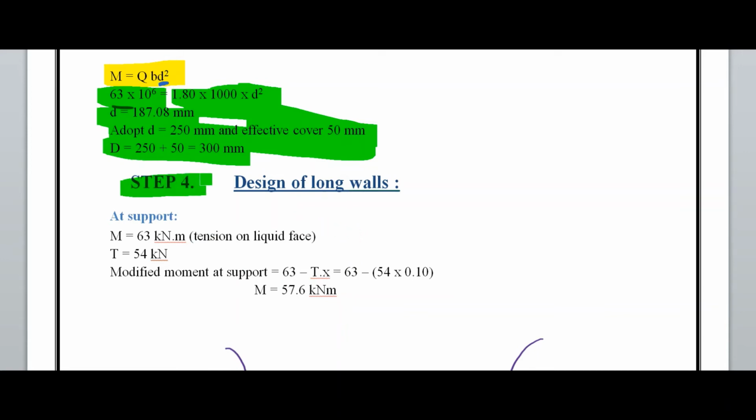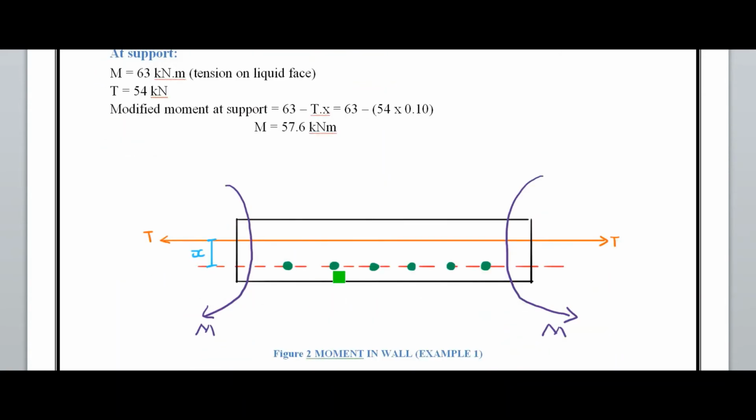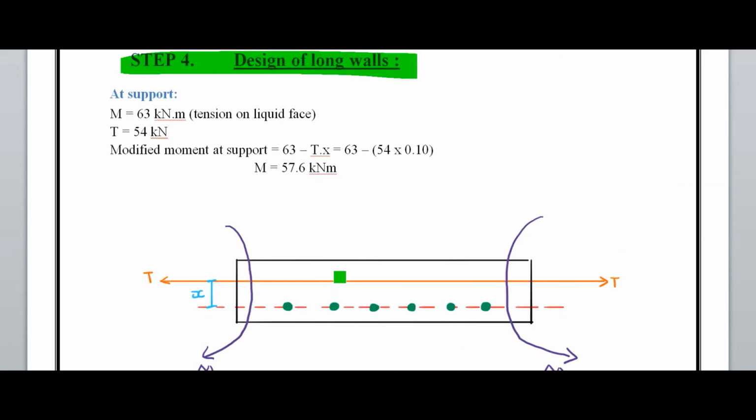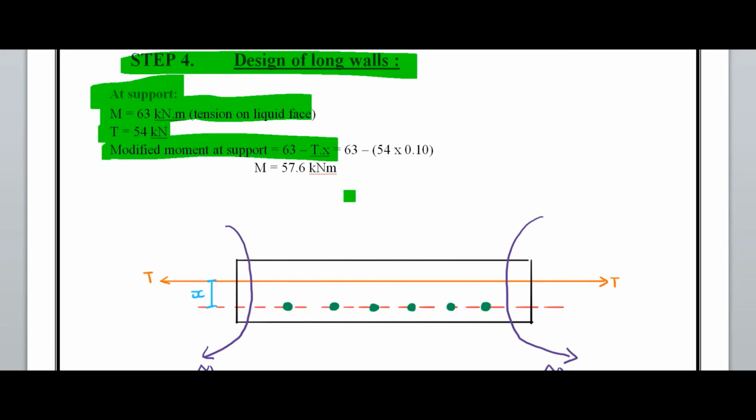Now we are going to do step 4, the design of the long wall. At the support, we have to design the long wall. At the support M is equal to 63, the tension T is 54, and the modified moment is 63 minus T into X. X is such that the moment will be changed because the center of the neutral axis will be there.